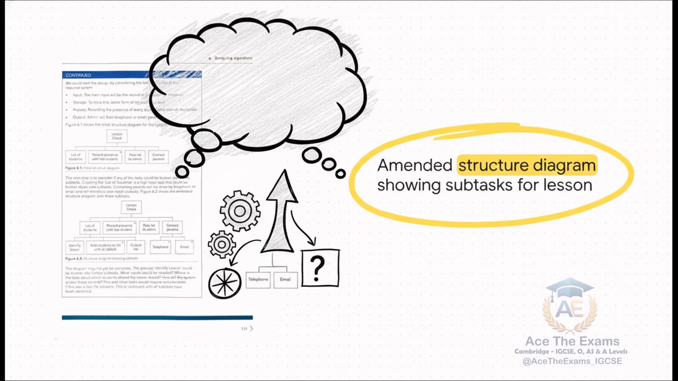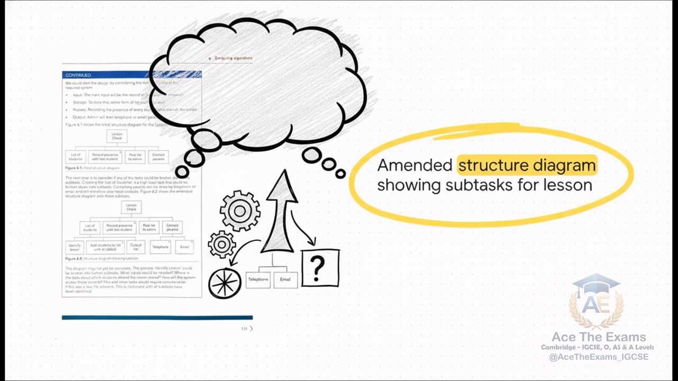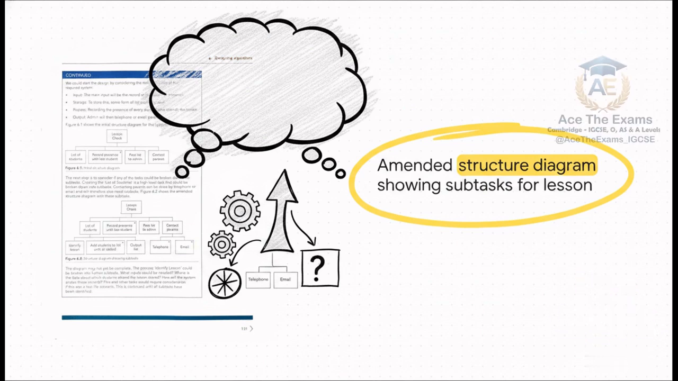But we don't stop there. We apply further stepwise refinement. List of students is broken down further into identify lesson and add students to list until all added. And notice that little star symbol there? That indicates iteration. The system loops until all students are added. Then look over at contact parents. It branches out into telephone or email, with those little circles indicating a selection based on a specific condition.